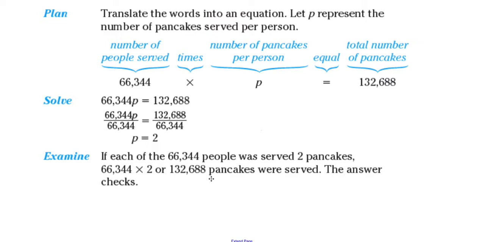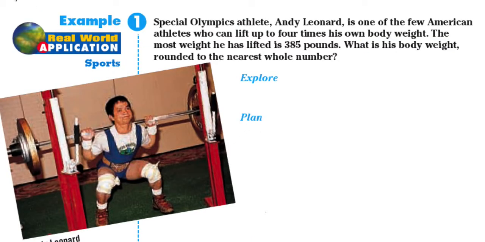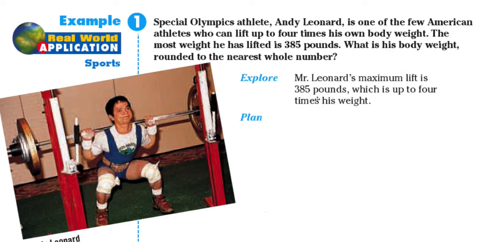Let's try an inequality in example 1. Special Olympics athlete Andy Leonard is one of the few American athletes who can lift up to 4 times his own body weight. The most weight he has lifted is 385 pounds. What is his body weight rounded to the nearest whole number? So what do we know? We know that Mr. Leonard's maximum lift is 385 pounds, which is up to 4 times his weight.